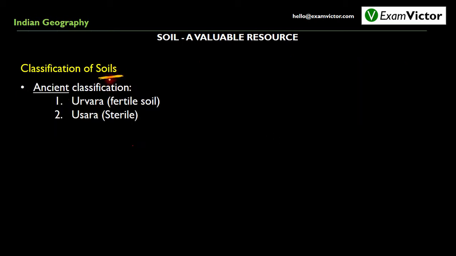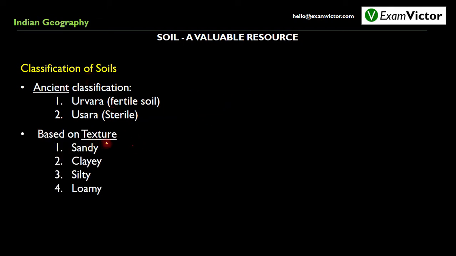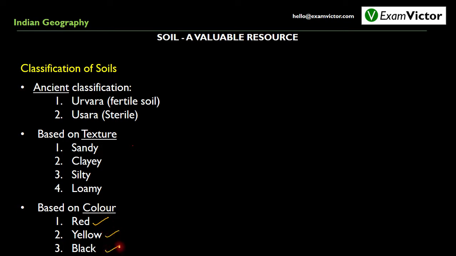Classification of soils. The ancient classification of soils was such that we divided soil into two categories, Urvara and Usra. Urvara means fertile soil and Usra means sterile soil. Fertile soil is one which is suitable for crop cultivation, while the sterile soil is one which is not suitable for crop cultivation. We can also classify soil on the basis of texture. Soils can be sandy, clayey, silty, and loamy. On the basis of color, soil can be red soil, yellow soil, and black soil.